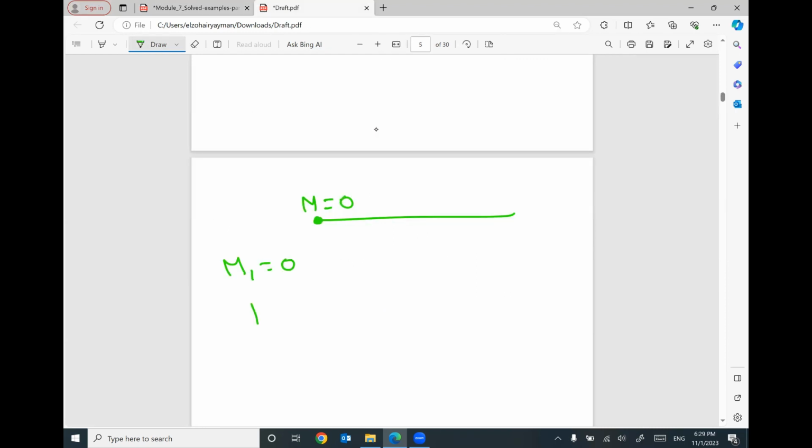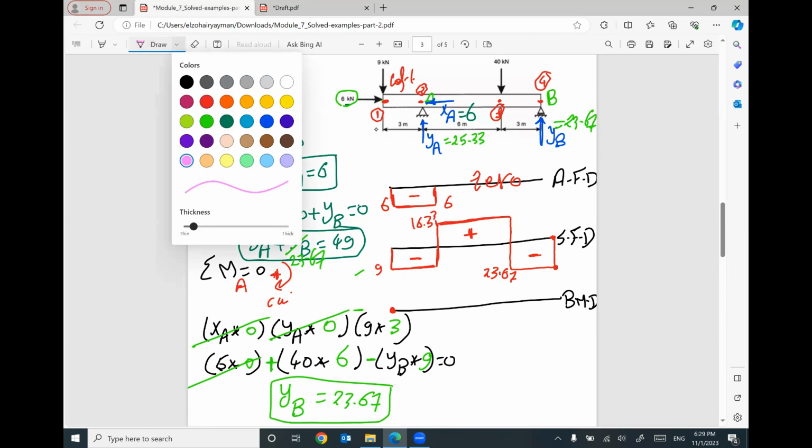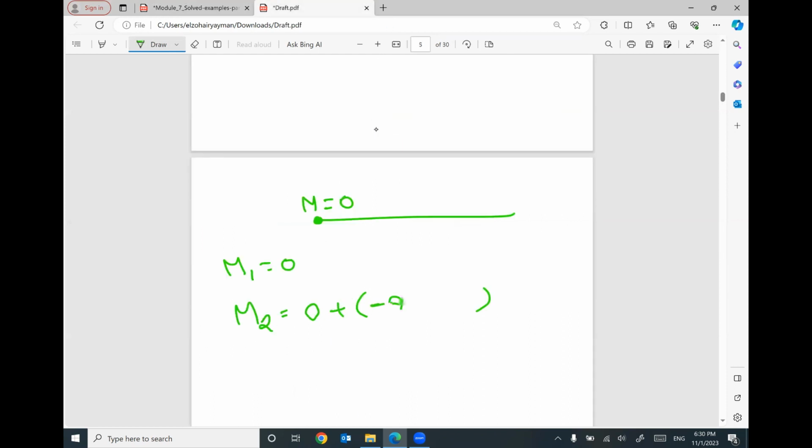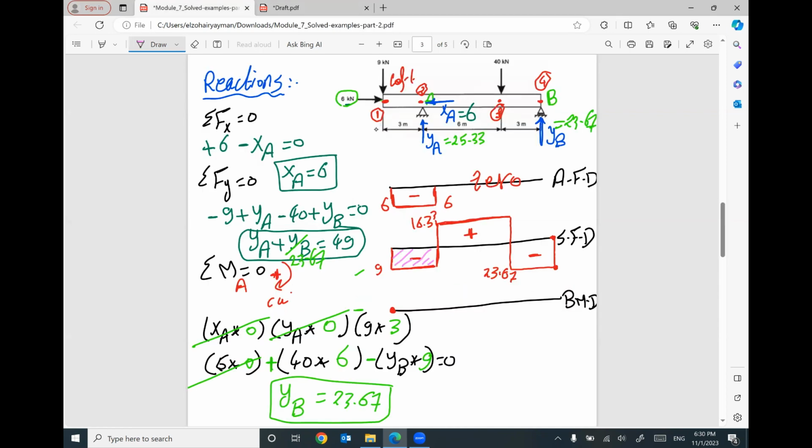M2 will equal the previous value M1, which is 0, plus area of shear force diagram between 1 and 2. We have this little shear force diagram between 1 and 2. The area of this diagram is negative 9 times 3. So your value will be negative 27. So we have a value here, negative 27.